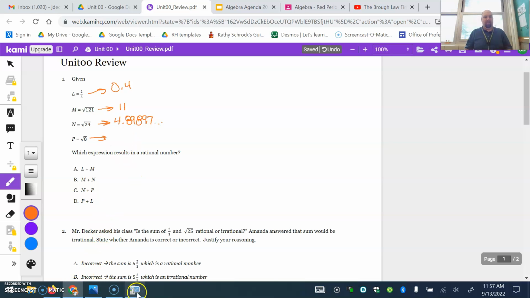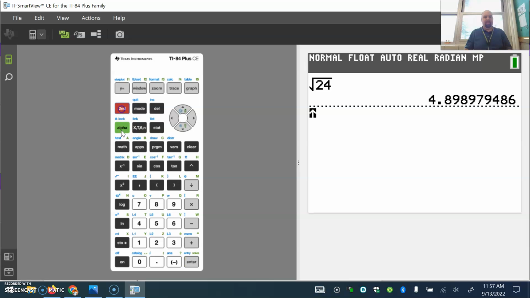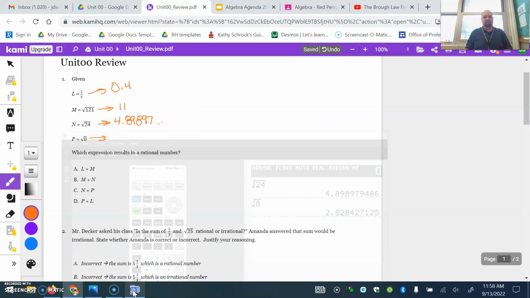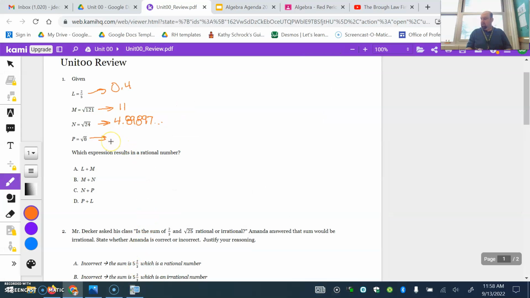And the square root of 8, again, is not a perfect square. Second, X to the second power button, 8, and you have your answer there. So I'm going to write that one, and I have 2.8284 and so on.